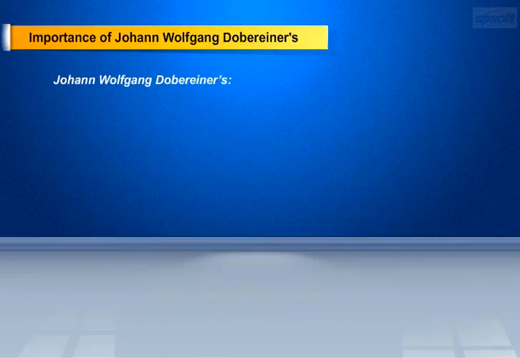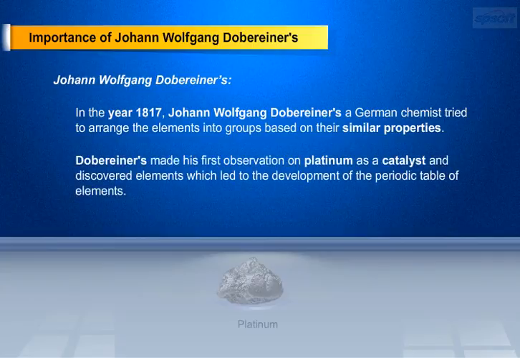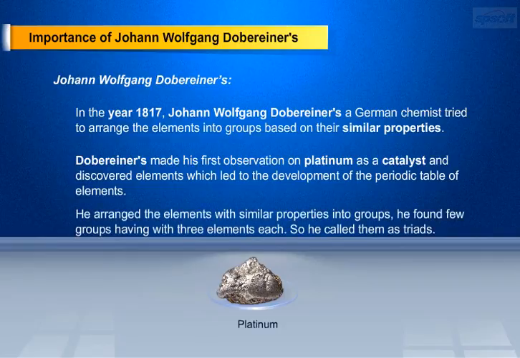Now let us start with the importance of Johann Wolfgang Döbereiner's attempt. In the year 1817, Johann Wolfgang Döbereiner, a German chemist, tried to arrange all the elements into groups based on their similar properties. Döbereiner made his first observation on platinum as a catalyst and discovered elements which led to the development of the periodic table of elements. He arranged the elements with similar properties into groups. He found a few groups with 3 elements each. So he called them triads.